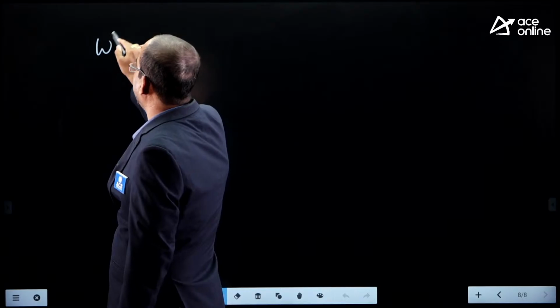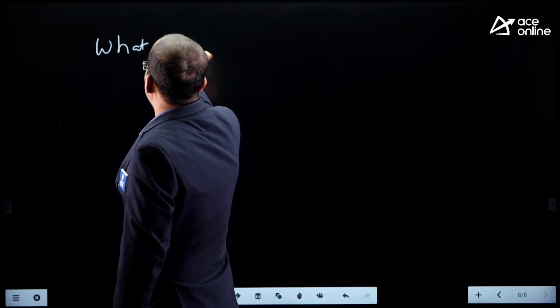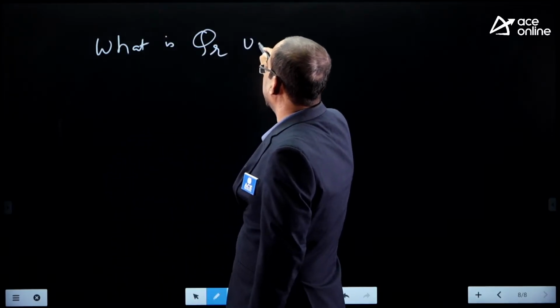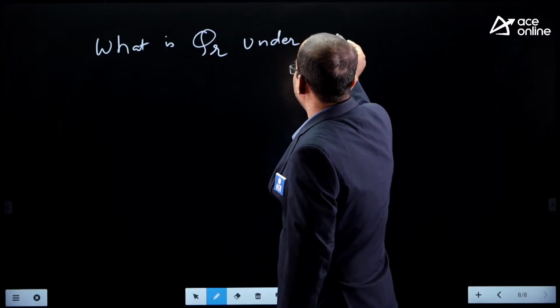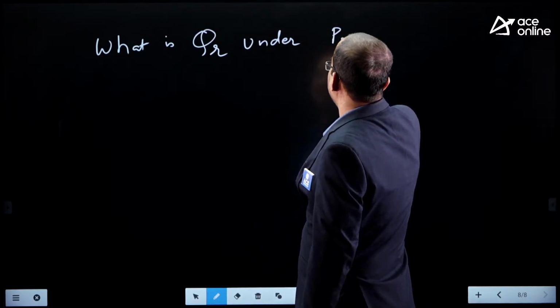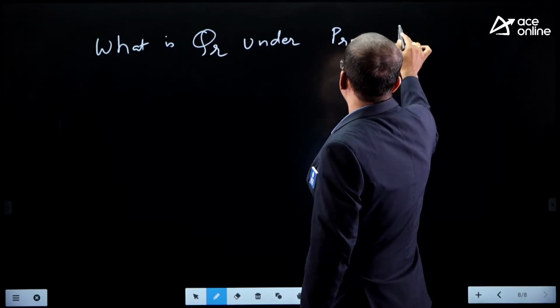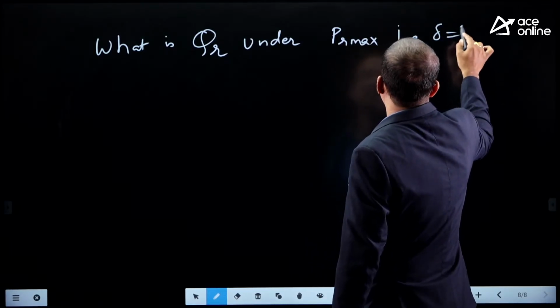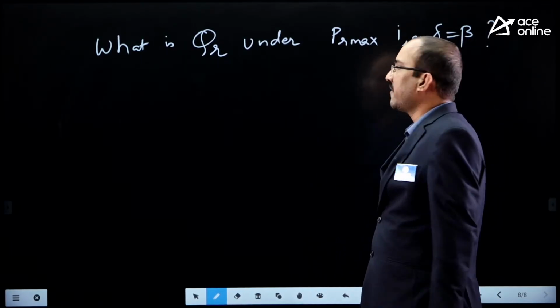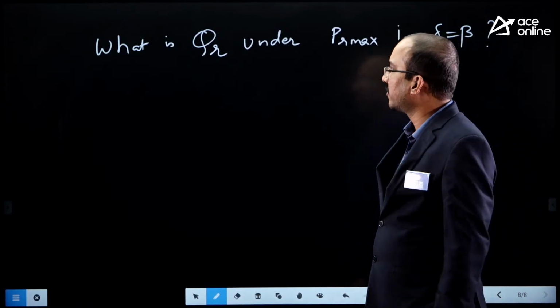What is QR under the PR maximum condition? PR maximum is when delta is equal to beta. So what will be the value of QR when delta equals beta?